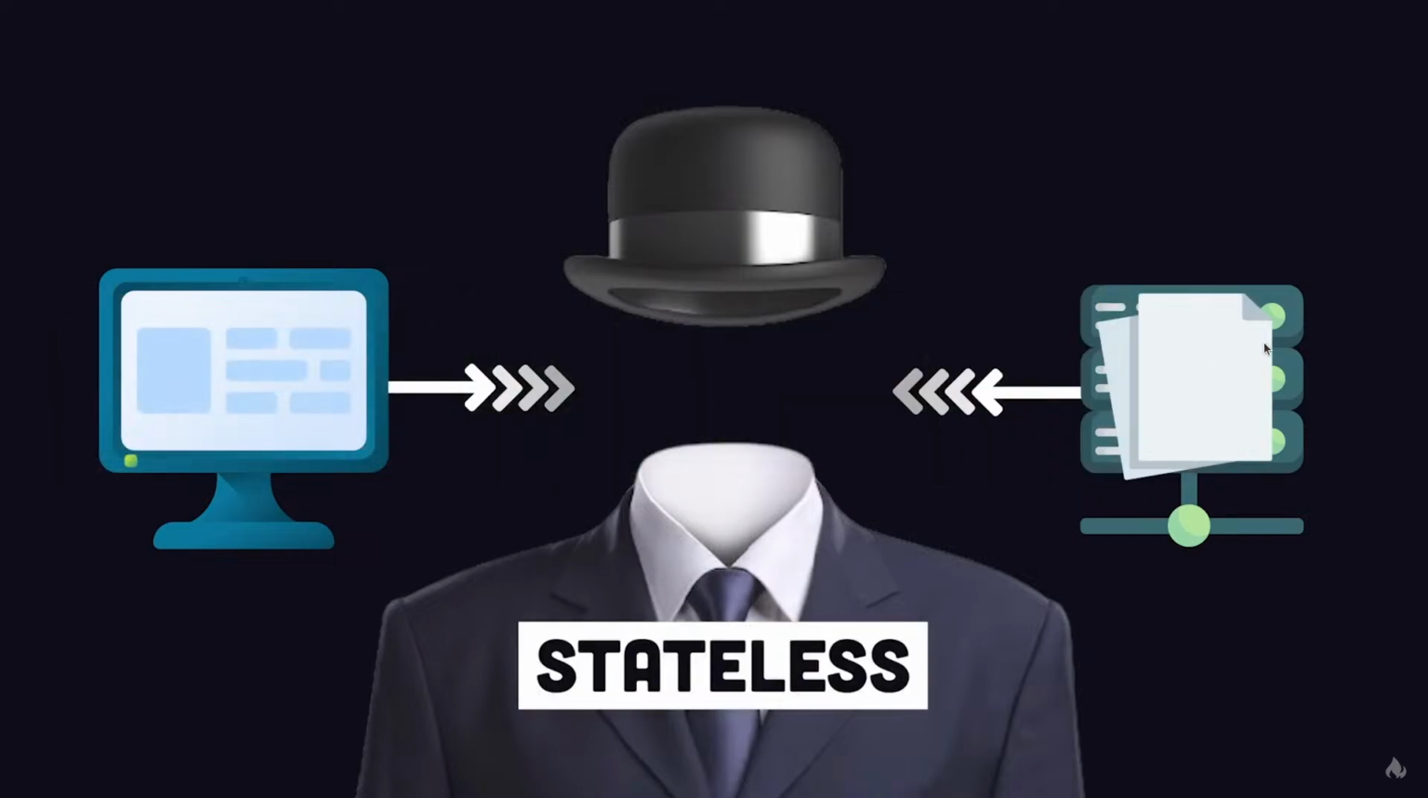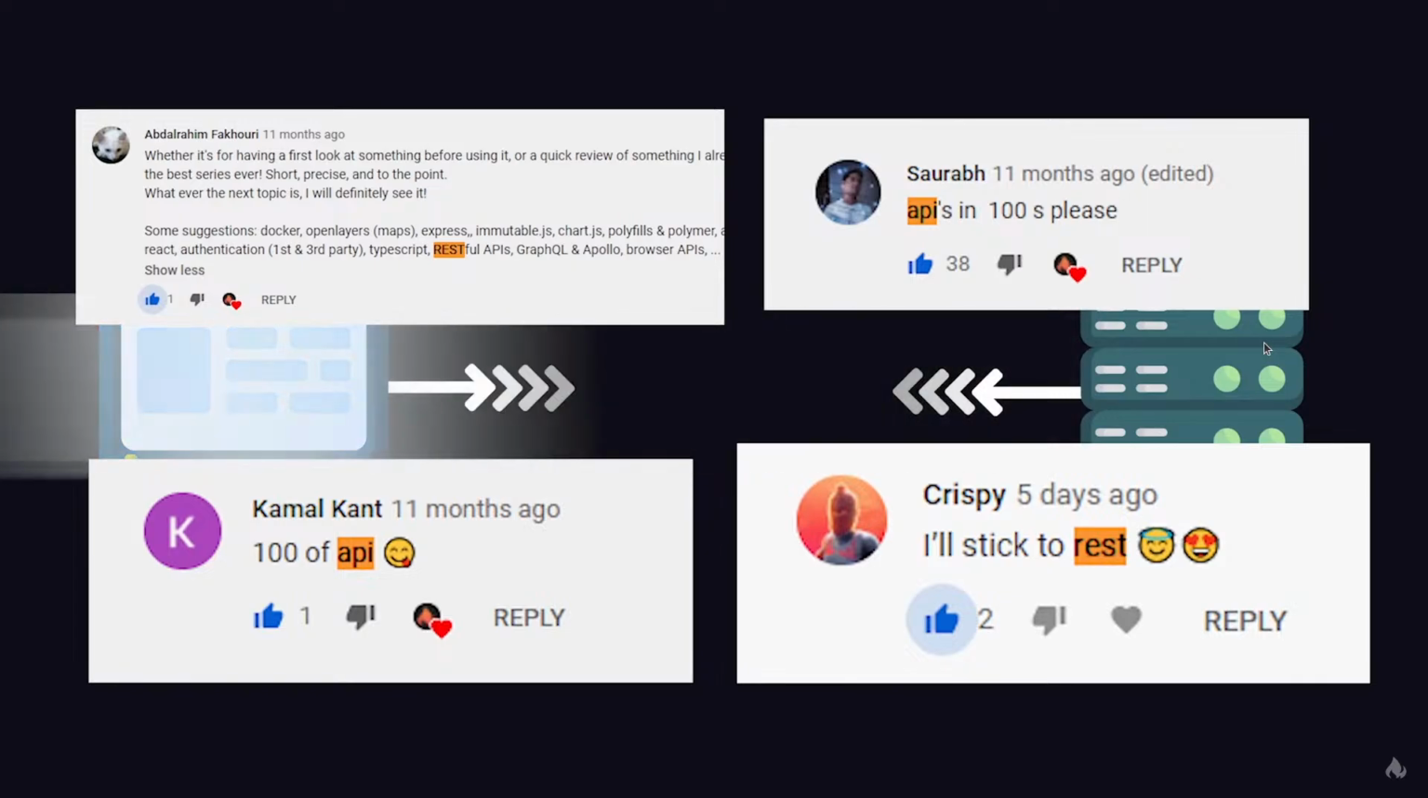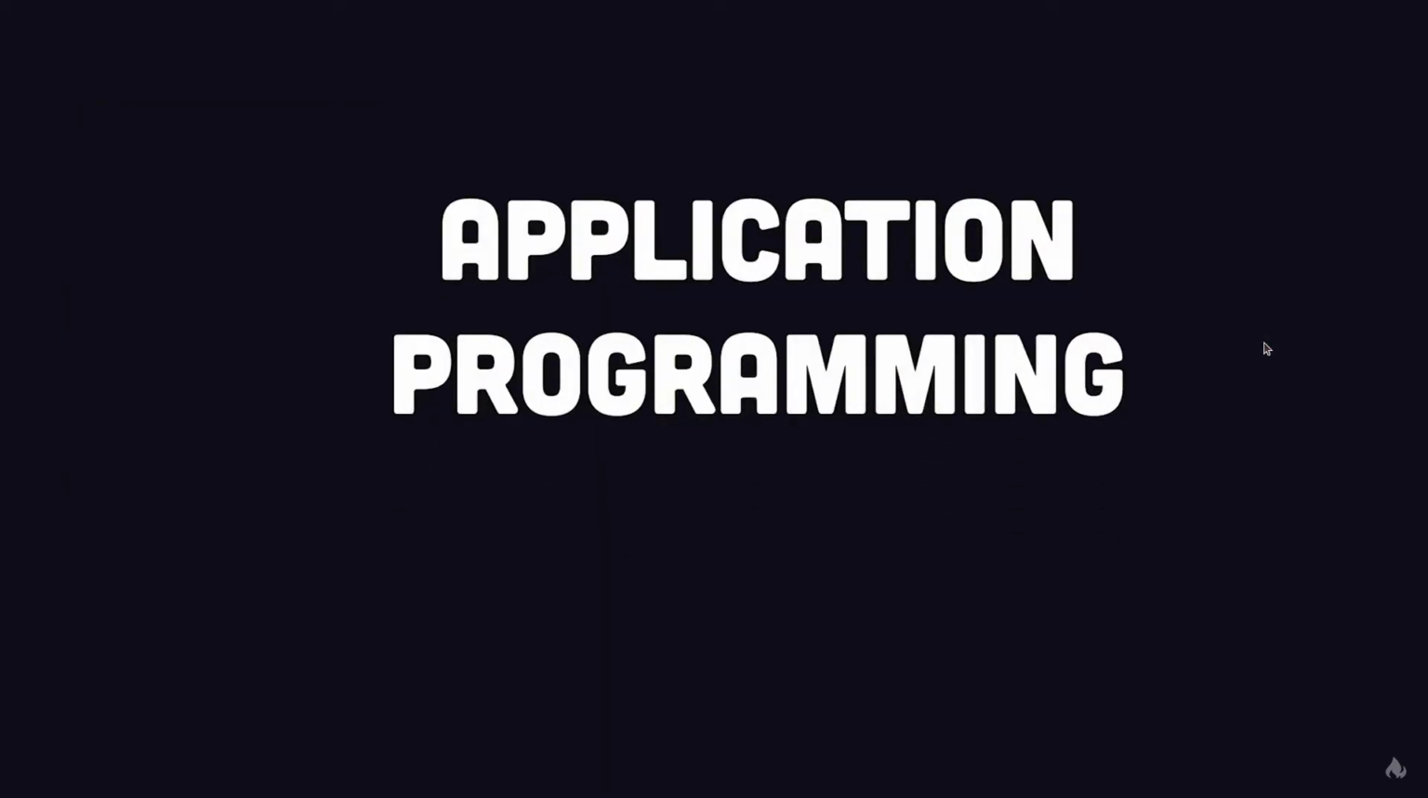Now, an important part of this architecture is that it's stateless, which means that the two parties don't need to store any information about each other, and every request-response cycle is independent from all other communication. And this leads to well-behaved web applications that are predictable and reliable. This has been RESTful APIs in 100 seconds.